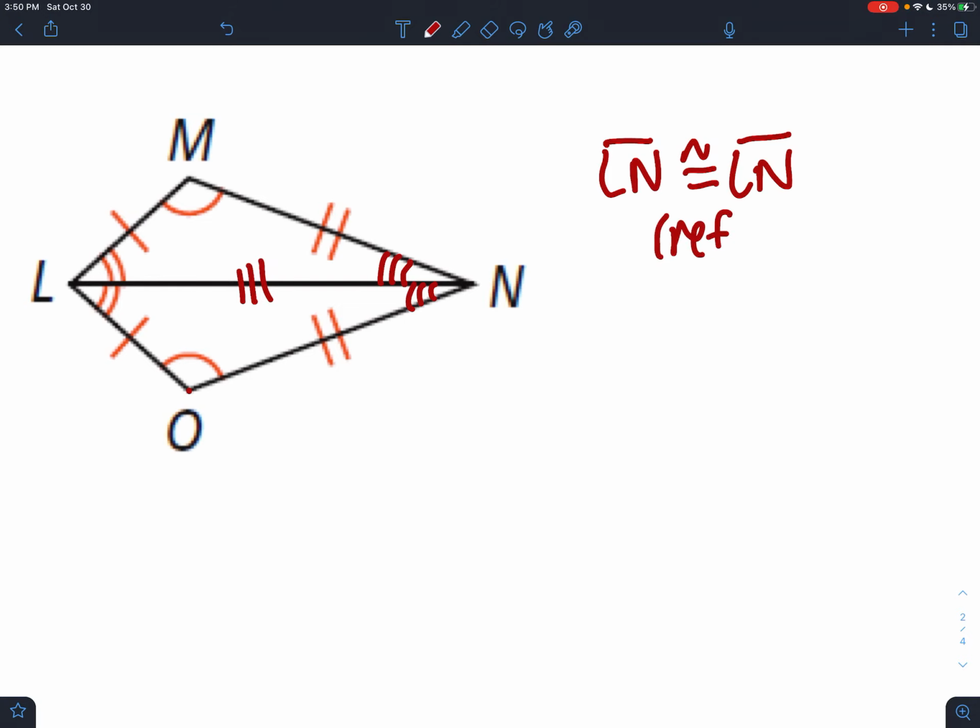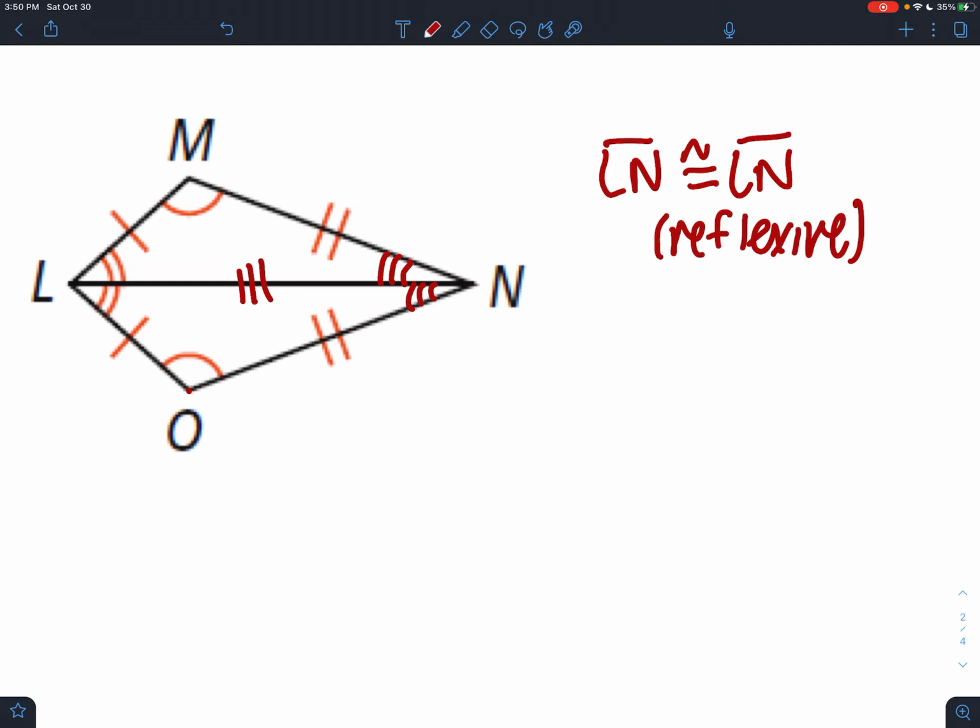So we're going to do a proof here, and that's the reflexive argument, that LN is equal to LN. And the reason why we write it is because both triangles have LN. But it's not necessarily clear that they're equal, so we have to make the statement that says, hey, those two things belonging to two separate triangles are actually the same because they just overlap each other.